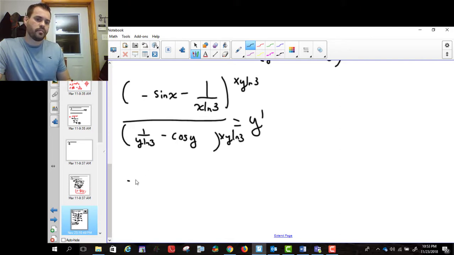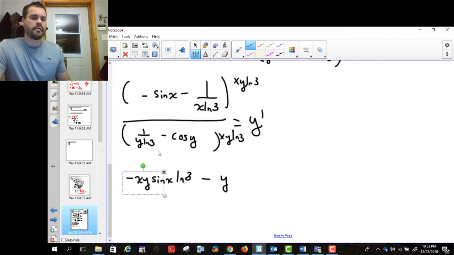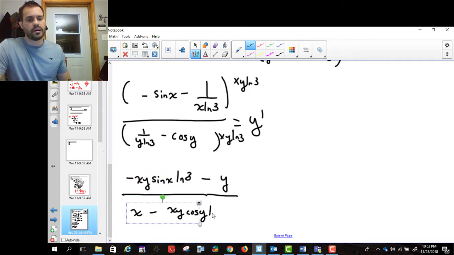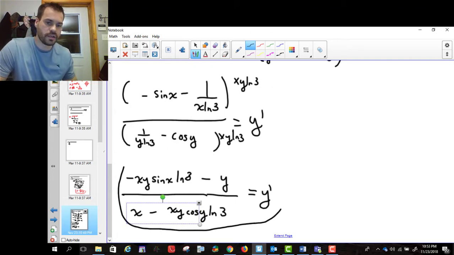So I'm going to get minus sine, actually let me write it this way. I'll write the xy first. I'm going to get minus xy sine x ln 3, and then minus y, okay, because the x cancels and the ln 3 cancels, divided by x, and then minus xy cosine y ln 3. Okay, so that makes it so that it's all just one fraction instead of a complex fraction. So that's my final answer.